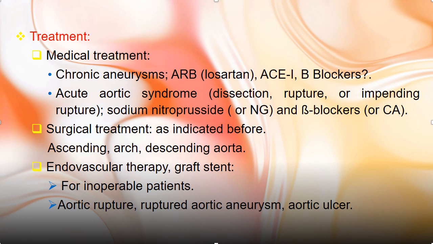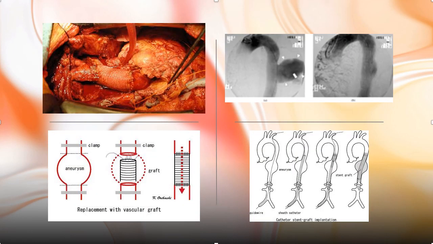The last thing is the endovascular treatment by stent graft. Regarding stent graft, it is usually left for inoperable patients or patients with acute imminent complications such as rupture, aortic aneurysm, or aortic ulcer. The endovascular treatment by stent graft, as we said, is best used as a bailout procedure in cases undergoing perforation and surgery cannot be performed.